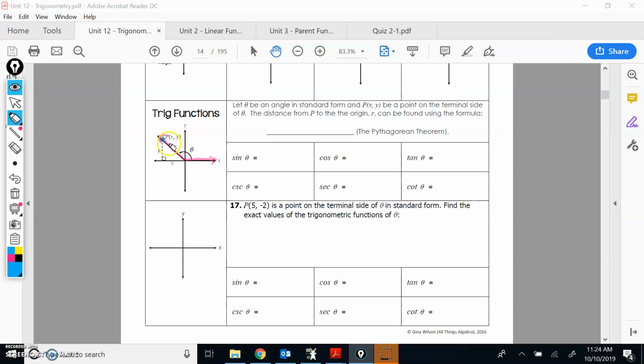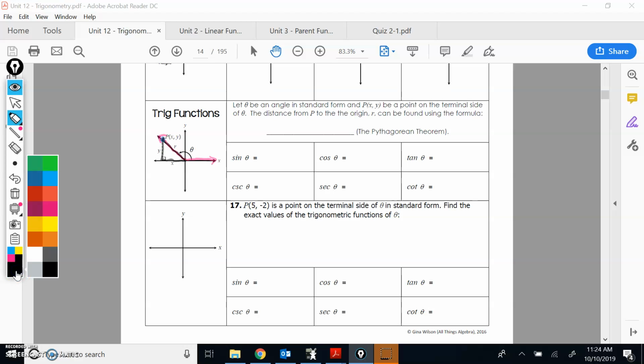Doing this creates a right triangle, looking like this, where not only do we have over x and up y to get to that point, but we also create a radius, which is the same thing as your hypotenuse of that right triangle.